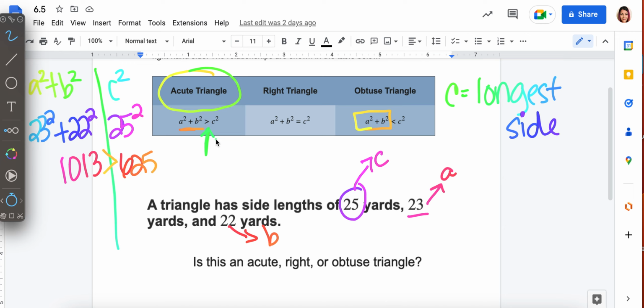So that's how you can do all of them. Just make your a squared plus b squared side and your c squared side, solve it, and then put your sign in at the end and see. If it's a greater than sign, it's an acute triangle. If it's an equal sign, it's a right triangle. And if it's a less than sign, it's going to be an obtuse triangle. And that's how you identify if it's acute, right, or obtuse.